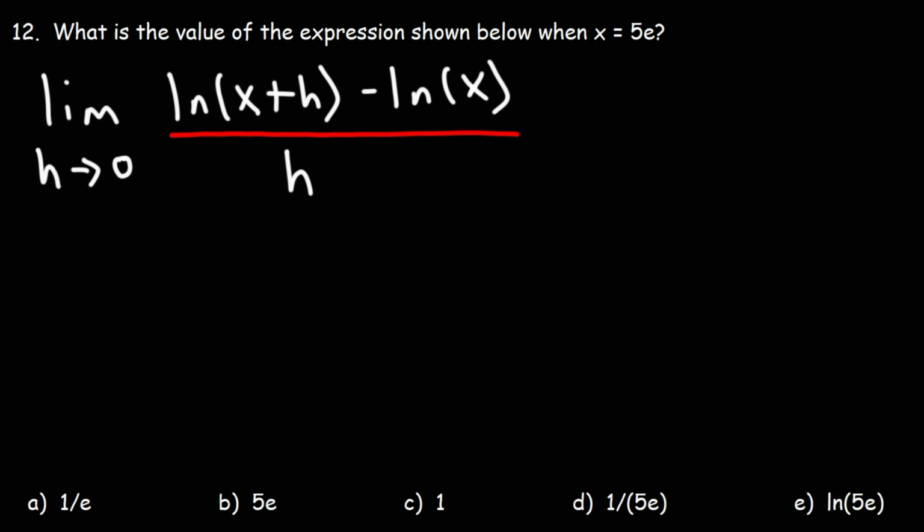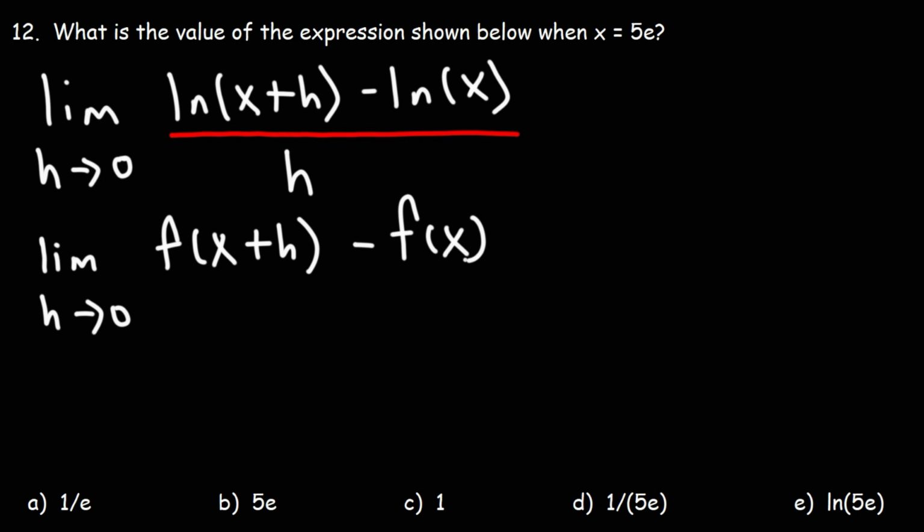Number 12. What is the value of the expression shown below when x is equal to 5e? So we have the limit as h approaches 0 of ln(x + h) minus ln x over h. Now, we need to be familiar with this formula, just as we talked about in the previous problem. The limit as h approaches 0 of f(x + h) minus f(x) over h is equal to f prime of x.